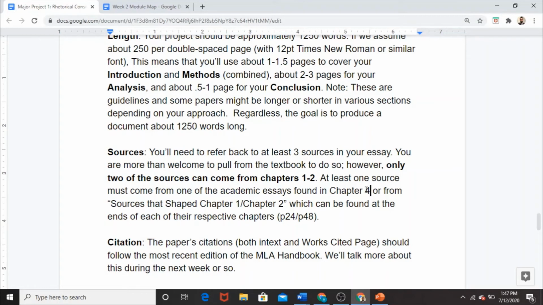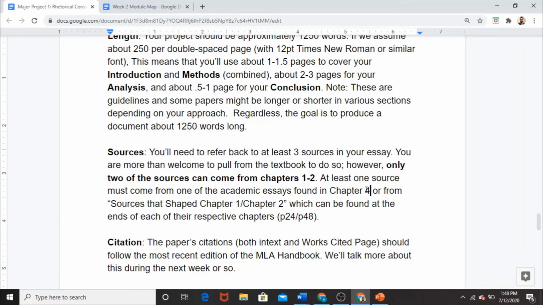So again, you're going to have to draw from at least 3 kinds of readings. 2 of those can refer back to the textbook. One of those sources has to come from something outside the first 2 chapters, and ideally from one of the readings we're going to be doing this coming week, whether that's Anne Lamott, Nancy Sommers or Mike Rose. You'll see that as we move into Monday.